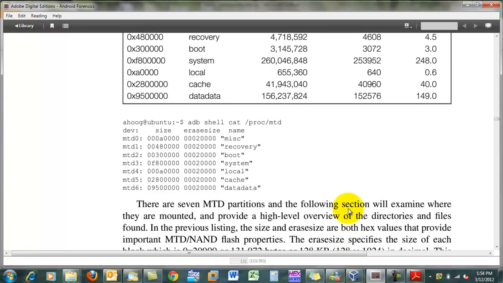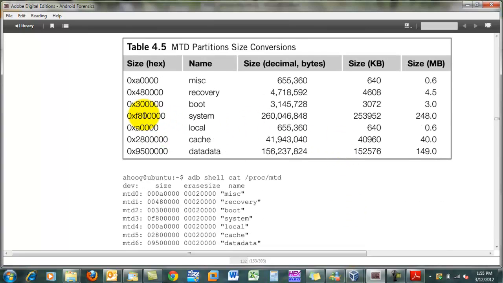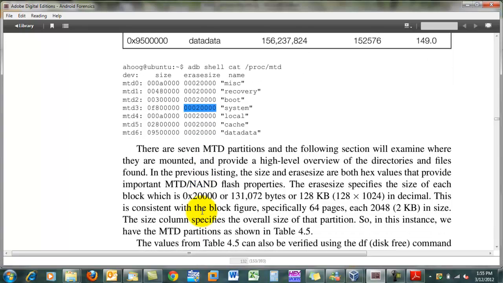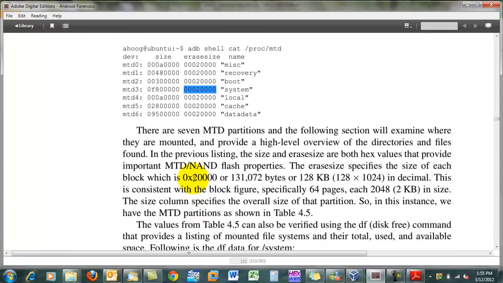So for the system directory, this is the size in hexadecimal, the size in bytes in decimal, and the size in kilobytes and megabytes. So it's about 248 megabytes, and it's reflected here, the system, when you cat proc MTD. The erasesize is the block size of the NAND flash, which is 20,000 in hexadecimal. It means 0x20000, or 131,072 bytes, which is the same as 128 kilobytes.